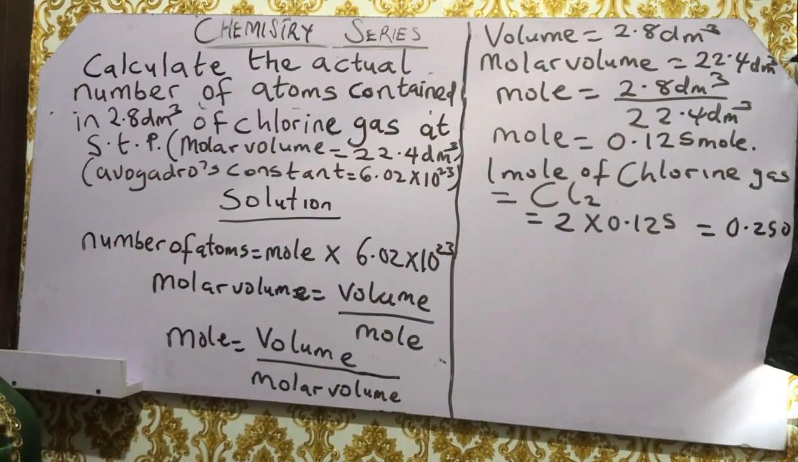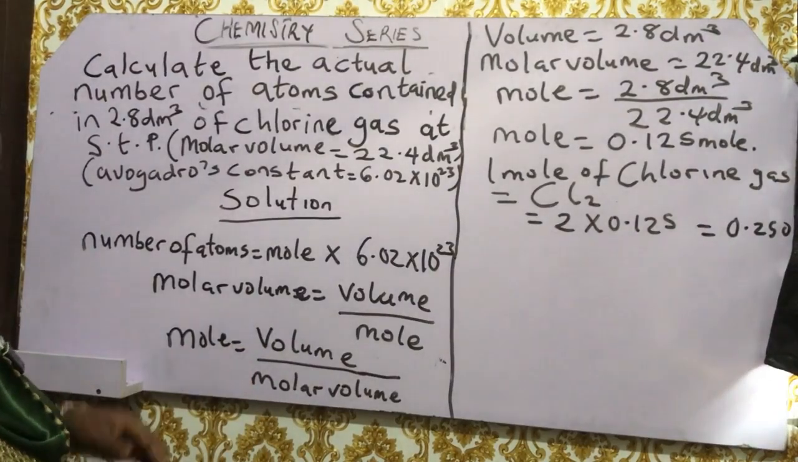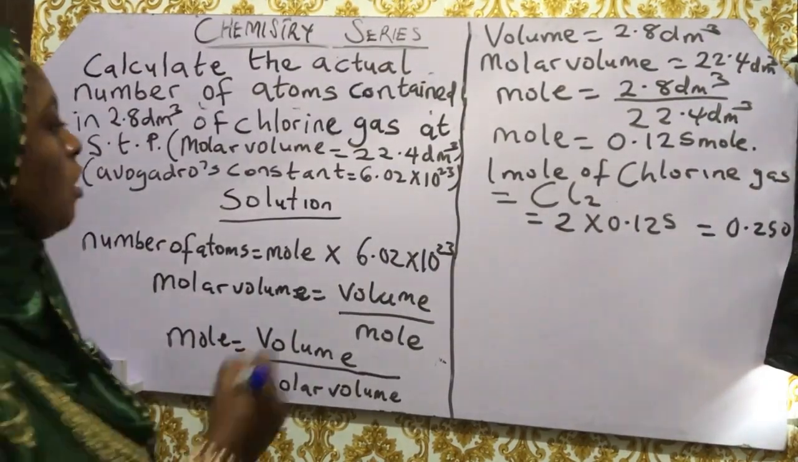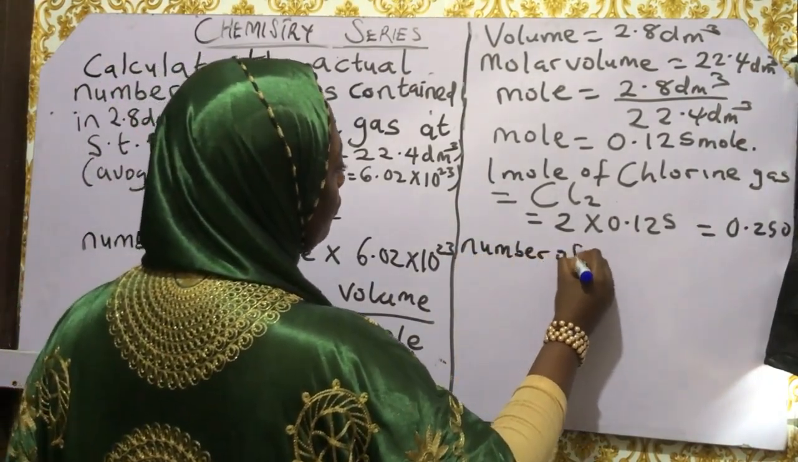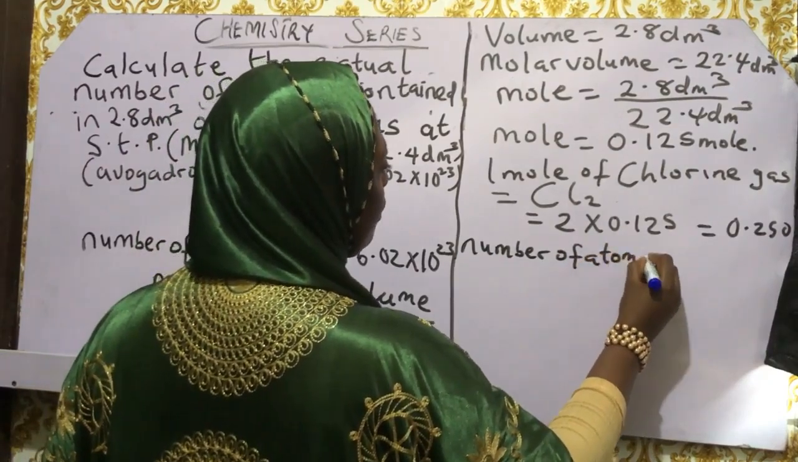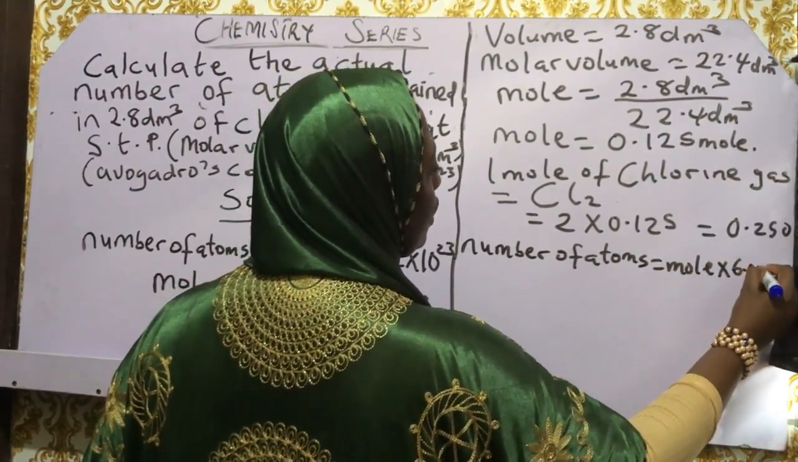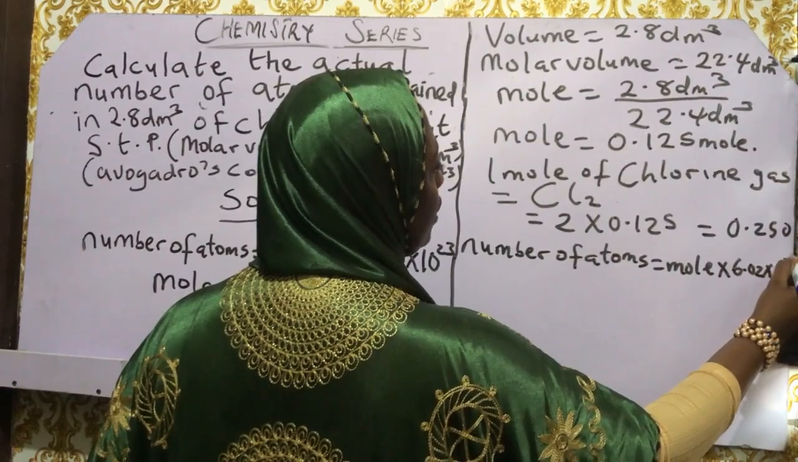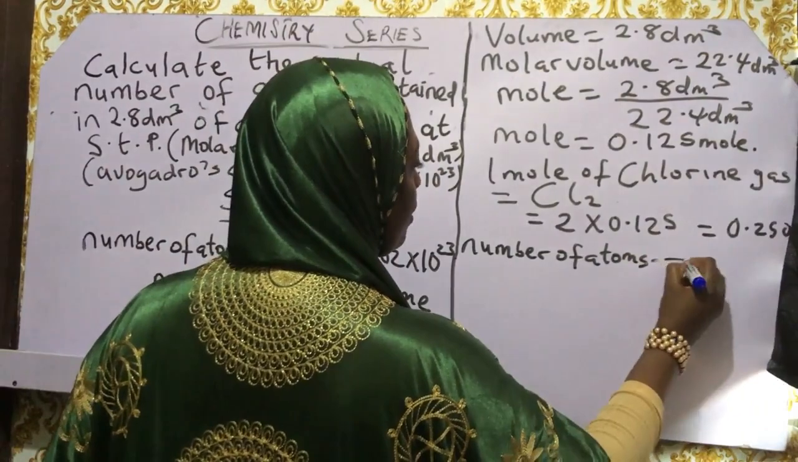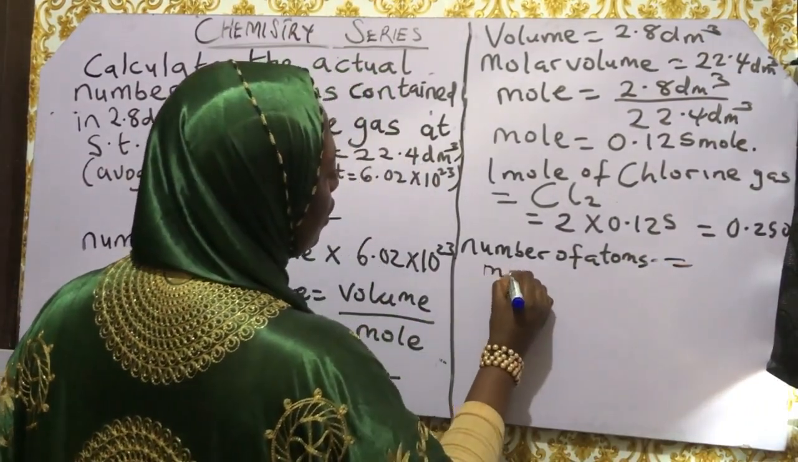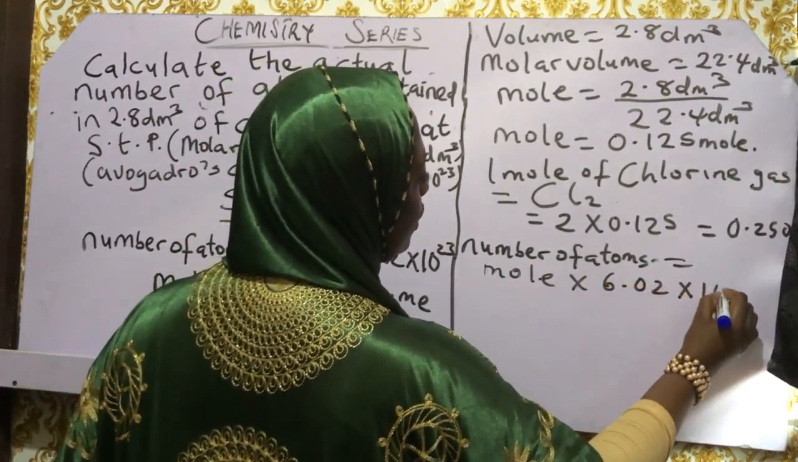Now we have the mole, but we are still not done. So we have the total mole of chlorine gas to be 0.250. Now we want to calculate the number of atoms. Number of atoms equals mole times Avogadro's constant, which is 6.02 times 10 to the power 23. Okay, let me make it much easier: mole times 6.02 times 10 to the power 23.